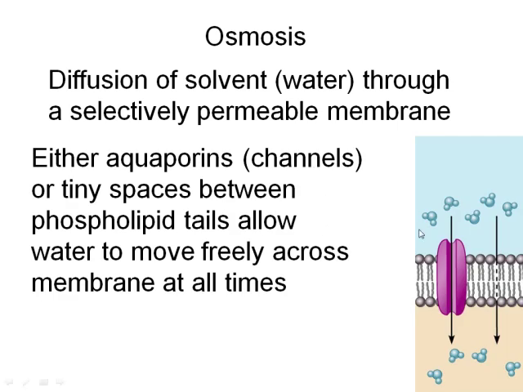Now, water easily passes back and forth across the membrane, but water is polar, and we said the lipids were nonpolar, so they shouldn't dissolve through. So we believe that there are protein channels called aquaporins that allow water molecules to just go back and forth readily. Either that, or there are some tiny spaces between the lipid tails that allow water to move back and forth.